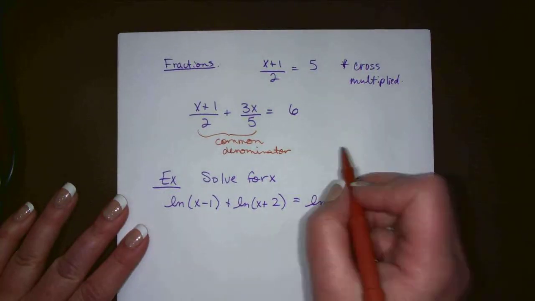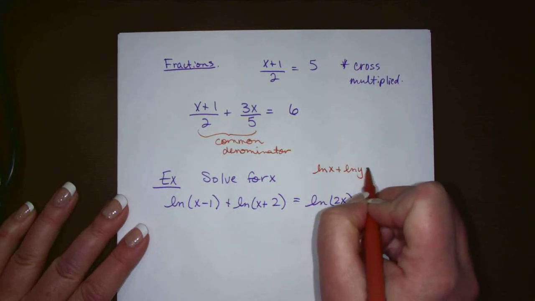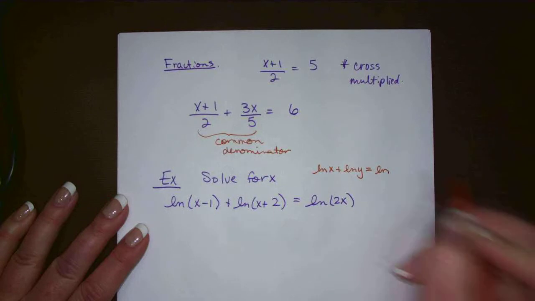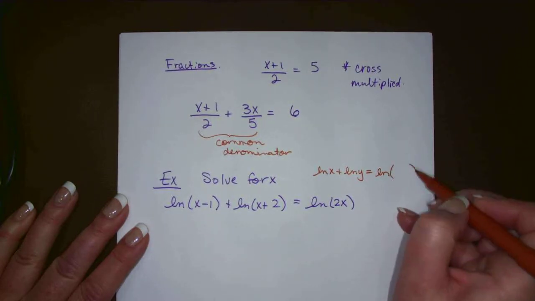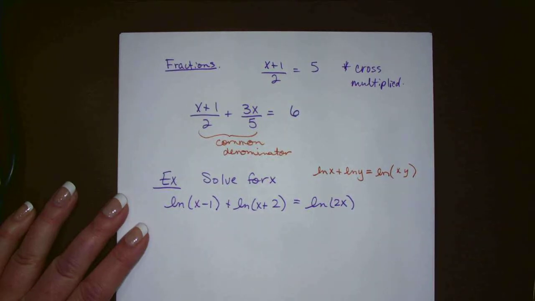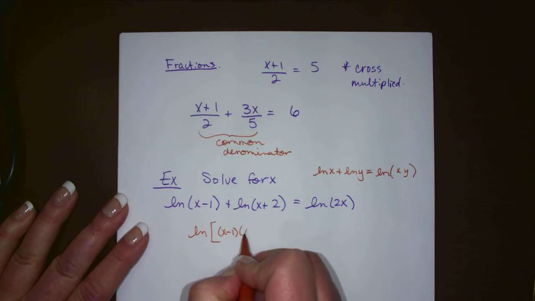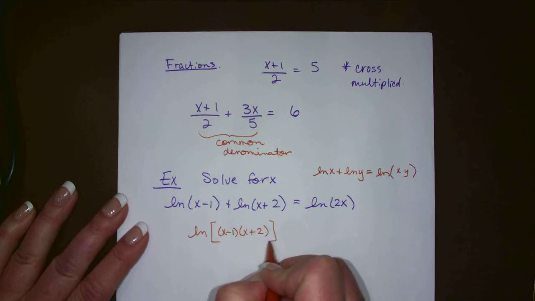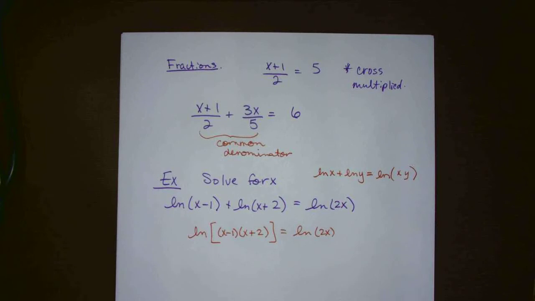So the log rule for when they're added is to write 1 log with a big argument. If they're added, we multiply them. So you write 1 log with the 2 arguments together multiplied. So x minus 1 times x plus 2. There we go. So now we have 1 log on each side.